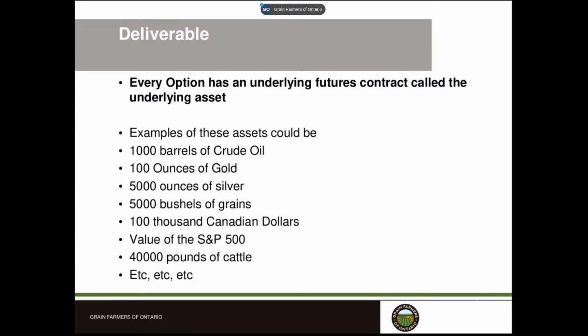Every option has an underlying futures contract, and they're called the underlying. In this case, some examples could be 1,000 barrels of crude oil, 100 ounces of gold, 5,000 ounces of silver, 5,000 bushels of grain, 100,000 Canadian dollars. Yeah, even the dollar is used in these futures markets. The value point of the Standard & Poor's, 40,000 pounds of cattle, and so on and so on. There are so many different options out there.